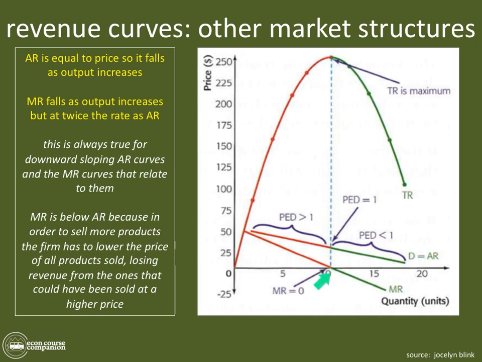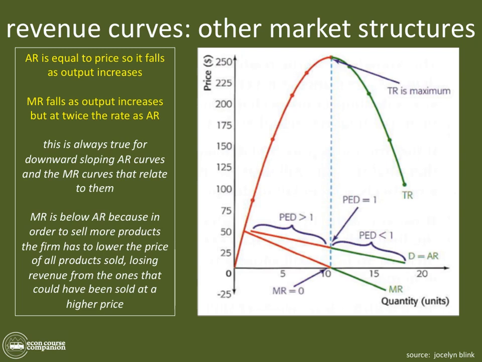So if they can figure out when their marginal revenue equals 0, then they find their perfectly unit elastic point, and they also find where they are maximizing revenue. And my friends, that is pretty much magic right there.